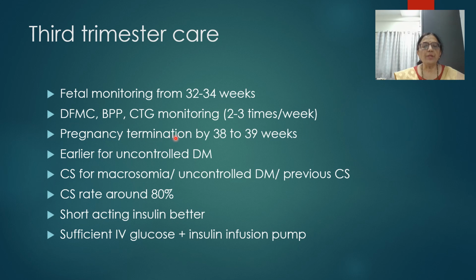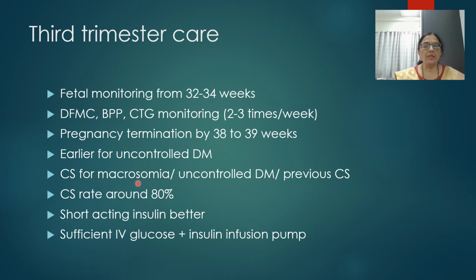Pregnancy is usually terminated by 38 to 39 weeks because we know that unexplained fetal deaths, IUDs, are there, and that is why we don't wait for the spontaneous onset of labor for a longer time. But because we do not have respiratory distress syndrome as a complication, we wait till 38 weeks in a woman who has controlled diabetes. But earlier termination is indicated for uncontrolled diabetes.